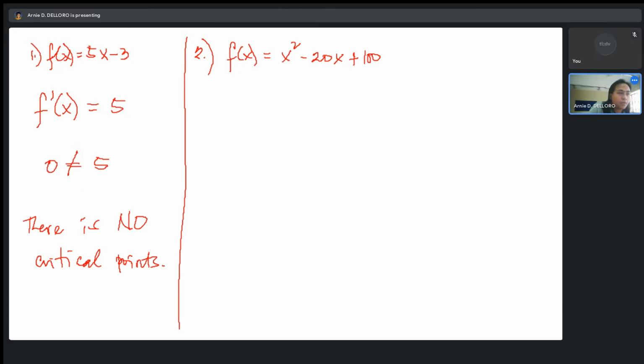Okay, follow the steps. First is to determine the first derivative of the given function. So using the rules of differentiation, yung derivative ng first term is 2x. Yung derivative ng second term ay negative 20. Derivative of a constant is 0. Okay po. So equate the first derivative of the function to 0. So this will be equal to 0, equal to 2x minus 20.